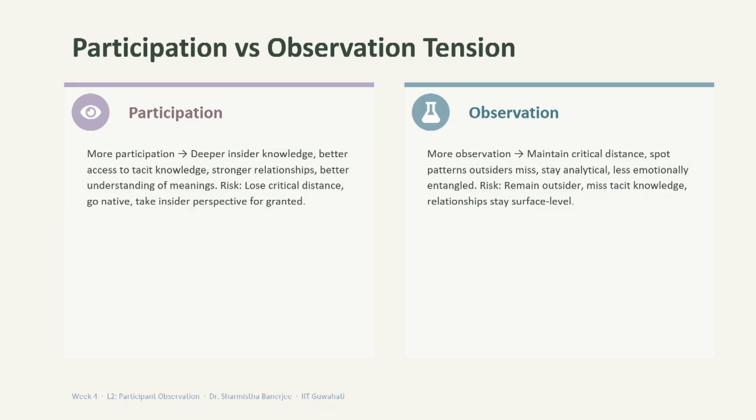When you have more observation, you maintain the critical distance required for distinguishing between the emic and the etic aspects. You spot the patterns that outsiders miss because you are observing them in close context and talking to them. You stay analytical, less emotionally entangled. The risk over here, however, is that you may remain an outsider only. You might miss the tacit knowledge. Relationships with your participants will stay at a very surface level.